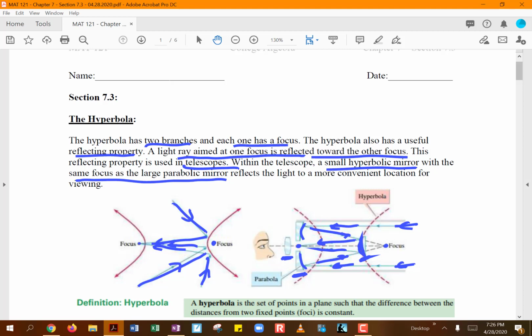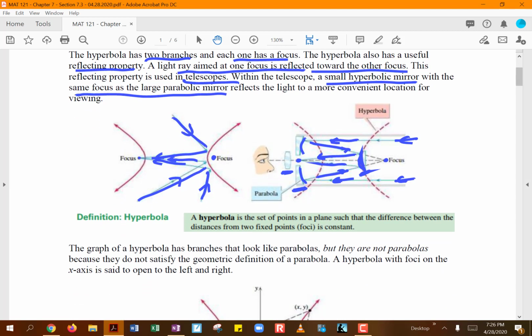If you remember, in section 7.1 I talked about how we looked at that example for the telescope. We talked about the Hubble Space Telescope. You can think of any telescope that we have, even if you have one in your backyard to look at the skies, they're going to have that same reflective property in them.